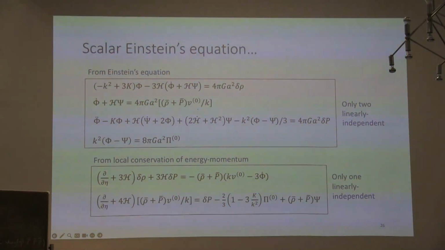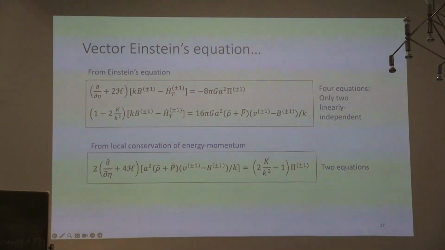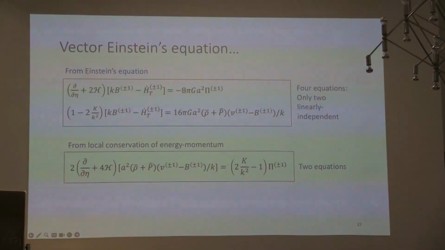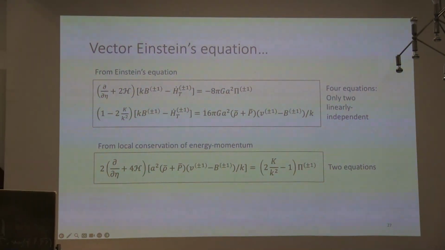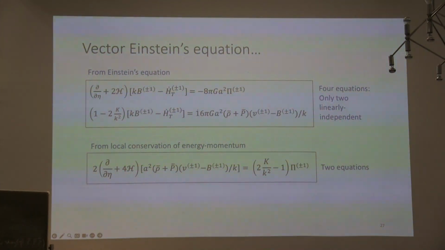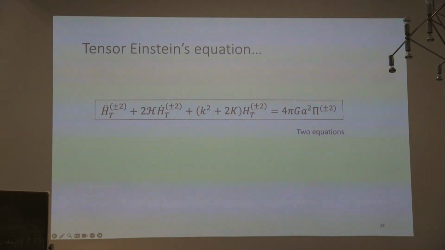You can, of course, also do the same thing for the vector perturbations, which would look something like this. Again, just to show you what they are, not particularly interesting for our purposes. And last but not least, you also have the tensor Einstein equations, which essentially describe the propagation of gravitational waves. Okay, so you have a wave equation in an expanding universe, and this is a source term. So anisotropic stress is a source term for gravitational wave propagation.